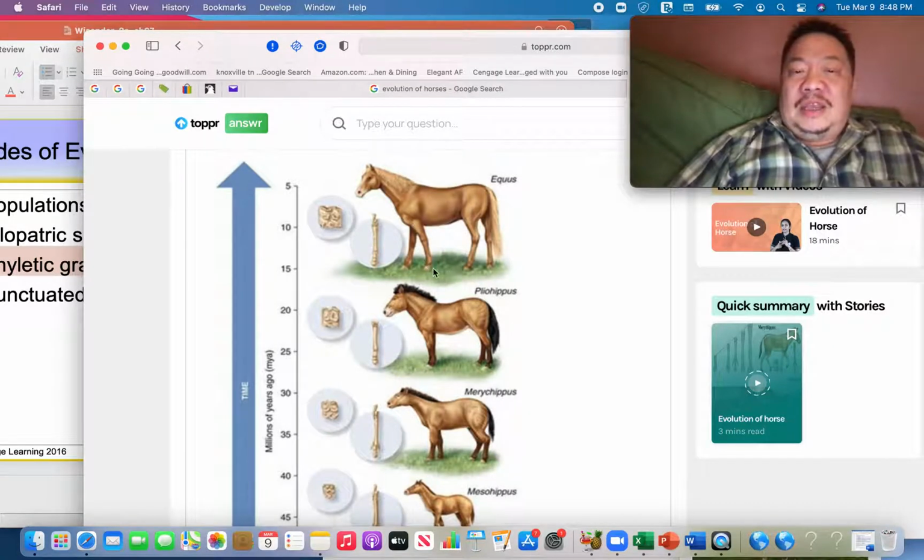Well, it's because they eat grass. And if you eat grass, there's lots of sand and grit that you also eat when you chew on grass. And so you need lots of tooth enamel. Otherwise, you get tooth decay very easily.